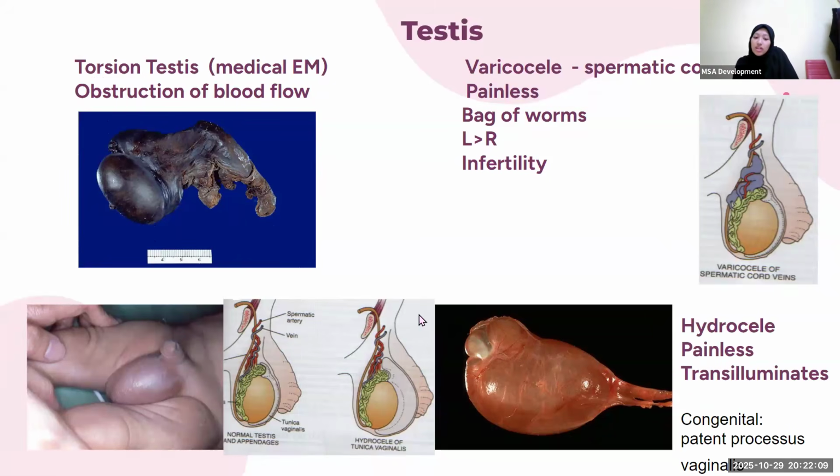Congenital causes, it's because of patent processus vaginalis. So usually it closes this part, but sometimes it remains open. The tunica vaginalis remains open, or processus vaginalis remains open. That's why the fluid comes down and it accumulates. That is due to patent opening at infancy. So this is hydrocele. It can be caused due to fluid accumulation for a lot of causes. Congenital one is due to opening of the process.